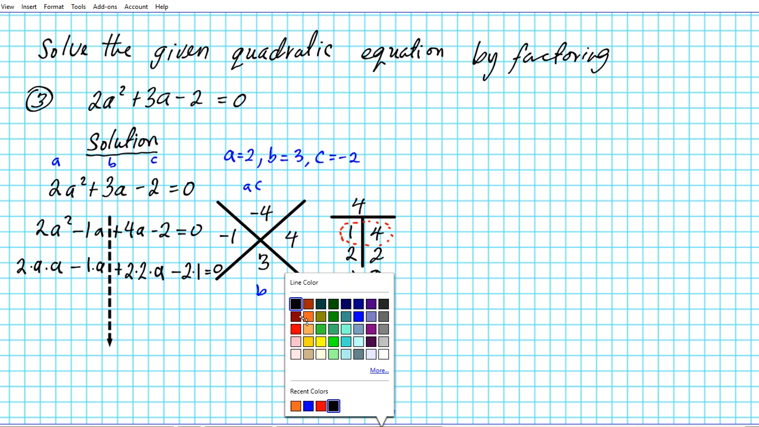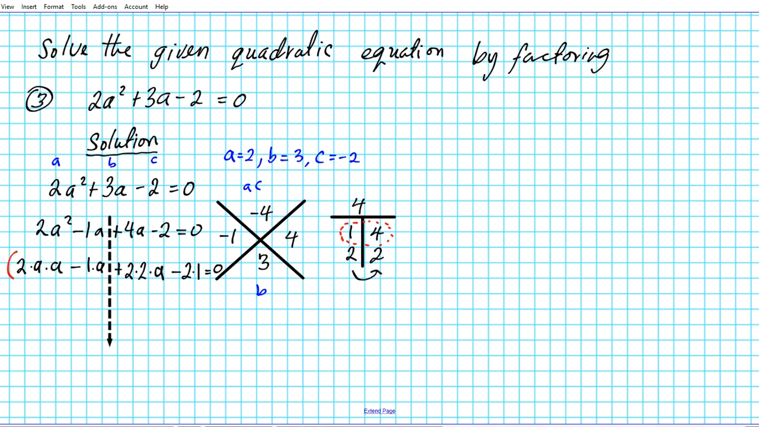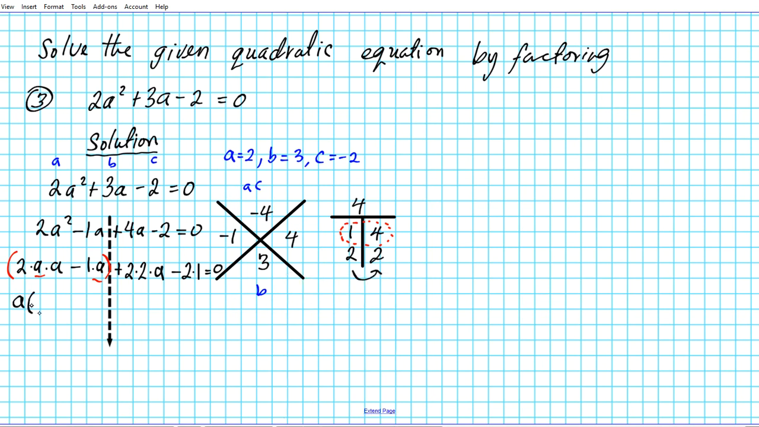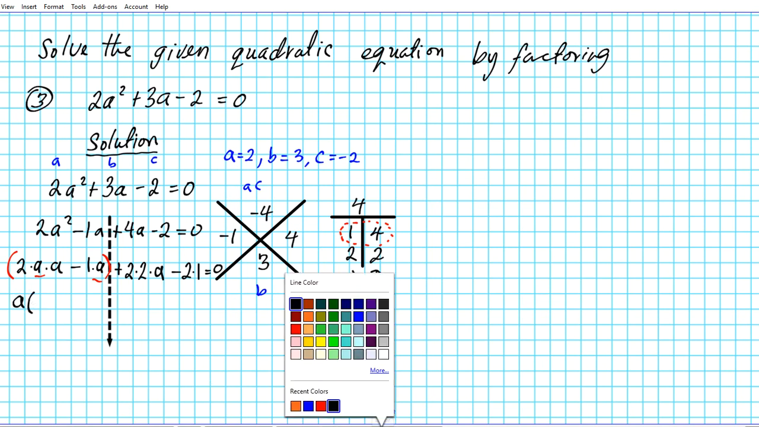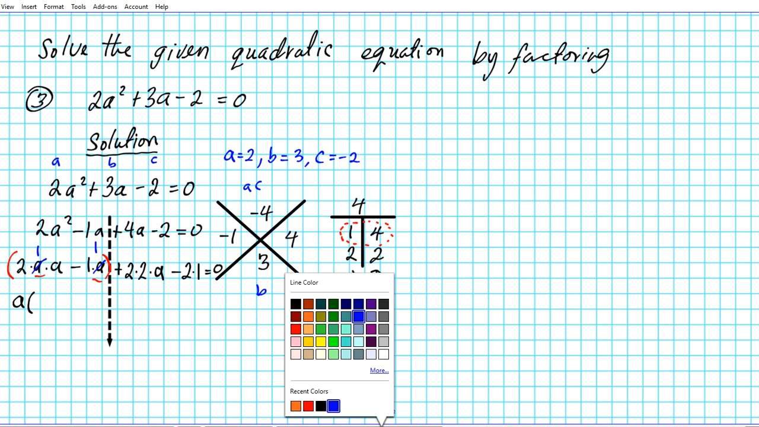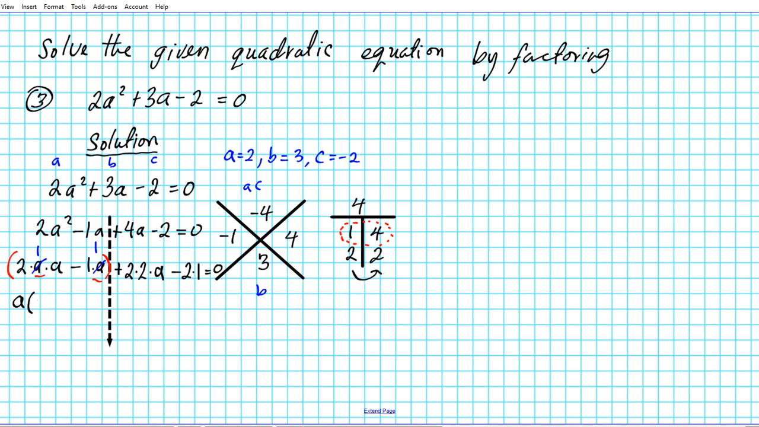Now let's take a look at the first 2 terms. What's a common factor that can be extracted there? We have a and a are common, so we can factor out an a. When we factor out the a's, it's as though we're dividing by a. When we divide the first term, 2a squared, by a, this a is divided out to 1. And when we divide 1a by a, this is divided out to 1. So what we're left with in the parentheses is 2a minus 1.